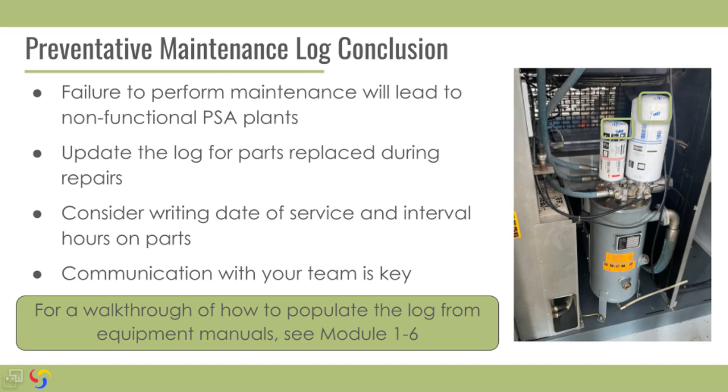For extra clarity during the preventative maintenance process, consider writing the date of service and service interval hours on parts. In the photo on this slide, we can see that the air filter and oil filter are both marked with a 4,000 and a date, indicating that they need to be serviced 4,000 hours after the date marked on the part. This simple note can serve as a check for the preventative maintenance log and will easily communicate to other operators when parts need attention.